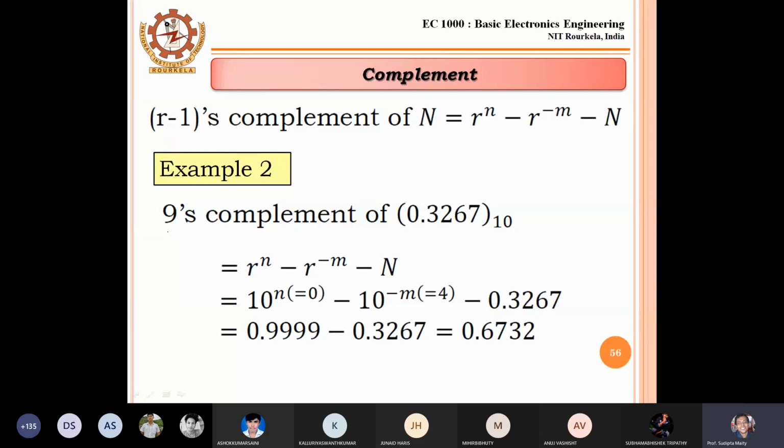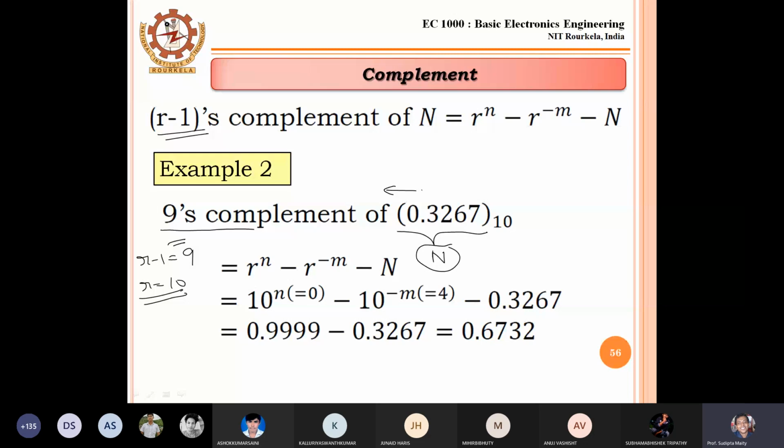So example 2, again we have to find the 9's complement of this data. So obviously this should be capital N. Correct? This should be capital N. Yes. Now, r minus 1's complement, here it is 9's complement. So r minus 1 equal to 9. So r equal to 10. So now we got r.